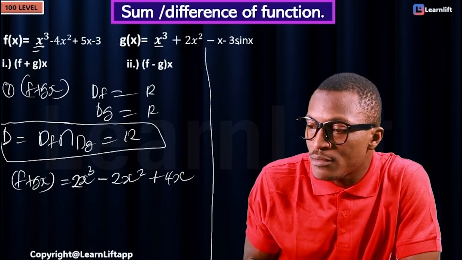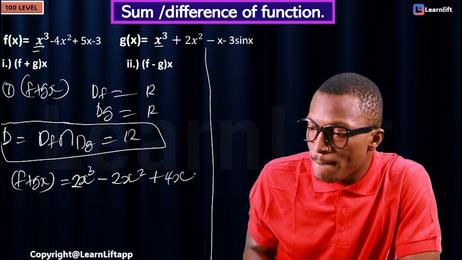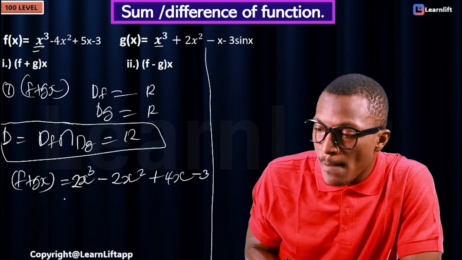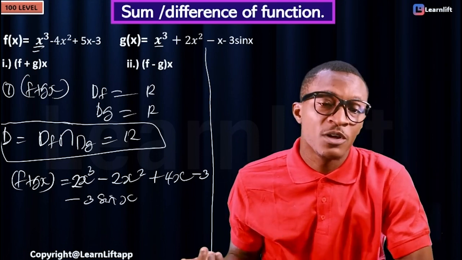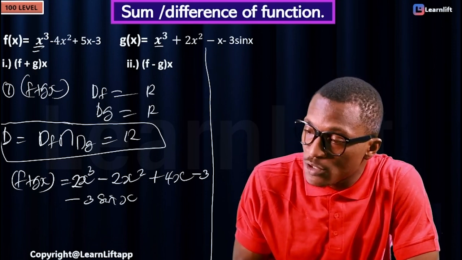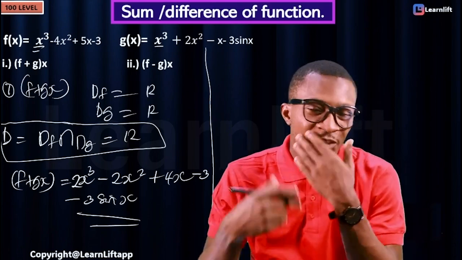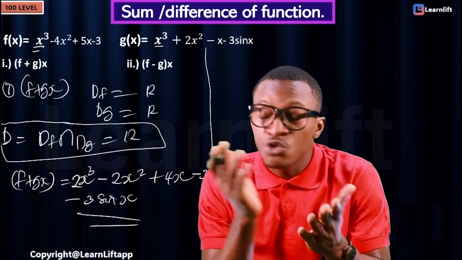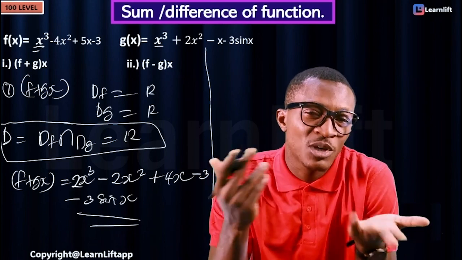Here we have 3, here we have 3 sine x. So that will give me minus 3 sine x. They don't have corresponding elements now, so 3 and 3 sine x are different. That's why I just say minus 3 and minus 3 sine x. This becomes the answer. You just find their domain, intersect both of them, and add corresponding elements.